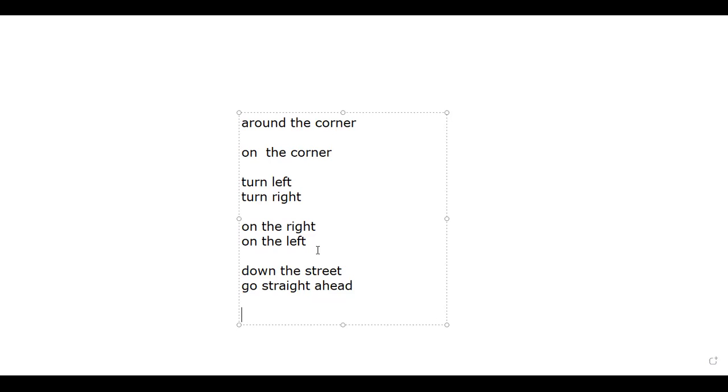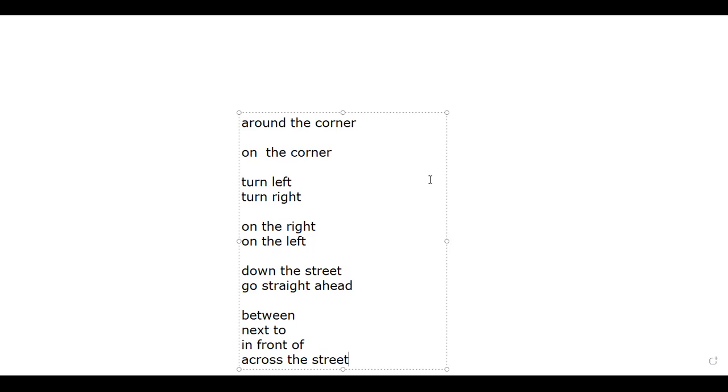Entre o en medio de sería? Between. ¿Y cómo se dice a la par de? Next to. ¿Y how do we say en frente de? In front of. And what about how do you say al otro lado de la calle? Across the street. Excellent. Very, very good. Okay, so that was so good.